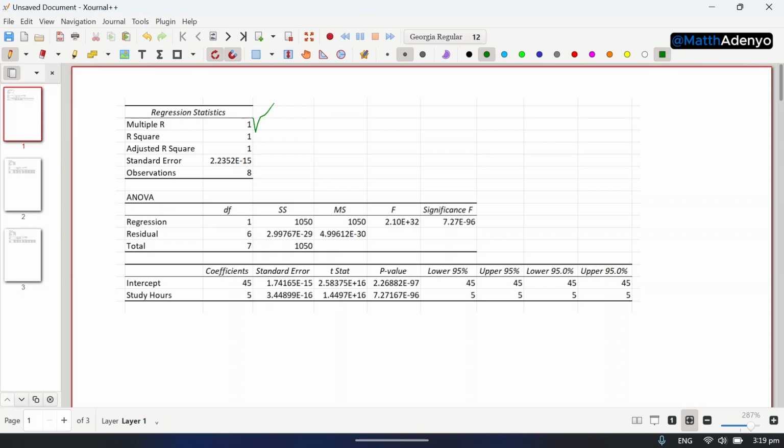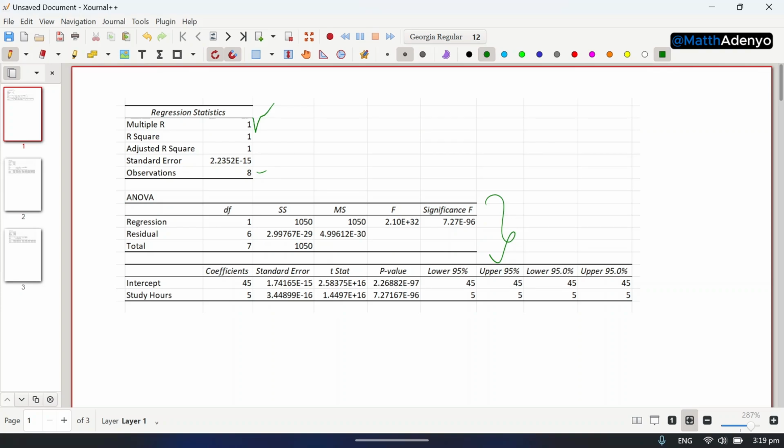And then the observation is just showing the number of observed data that we have, the data points. You can see that it started from 1 to 8. So that is the observation. Now the ANOVA table, that is what we are looking at right now. The ANOVA table. So the first one, we have the regression, the residual, and then the total. The total, we just leave it aside.